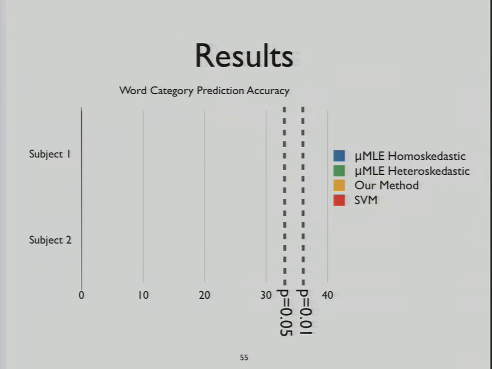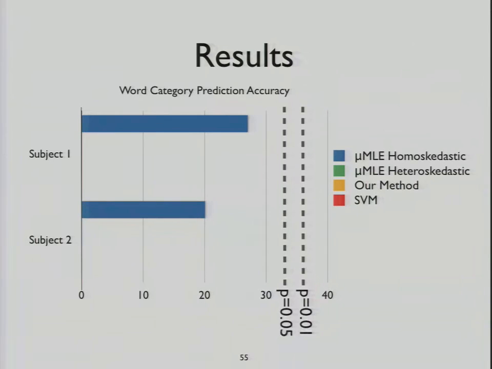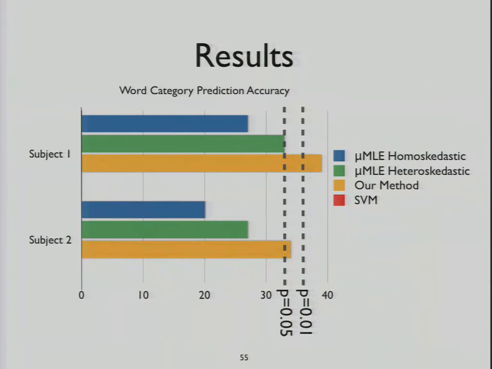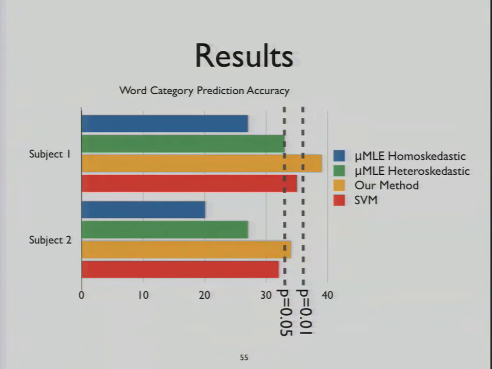Okay. So these are binomial confidence thresholds. So P.05 is 33% and P.01 is 36%. And so a homoscedastic model that does not have any variation in the covariance matrix fails to perform above chance for both of our subjects. When we incorporate a time-varying covariance matrix, we end up with just above threshold performance for subject one, but not subject two. Our method exceeds the 0.05 threshold for both subjects and the P.01 threshold for subject one. And a linear SVM performs below the P.05 threshold for subject two, but above it for subject one. But recall that we still beat the SVM in both cases.